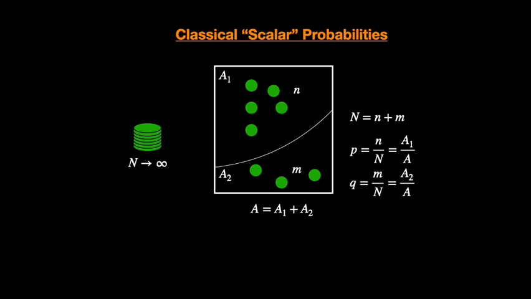Likewise, I can calculate Q, which is the probability to find part 2, and that will be the ratio of A2 divided by A. Notice, having defined the probabilities this way, the probability satisfies all the properties we require of a probability: it is less than or equal to 1 and greater than or equal to 0, and the sum of the probabilities of these two exclusive events is equal to 1.